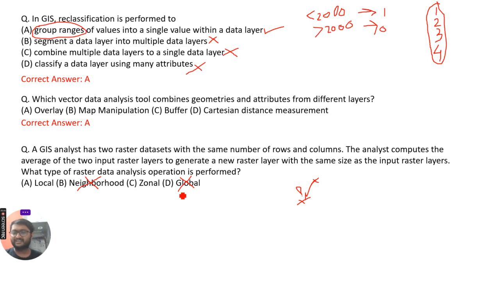Now two options are remaining, local and zonal. Do you want to guess? 50-50 is over. So what do you think should be the correct answer here? I'm scared I might get it wrong again, and getting it wrong in 50-50 is very embarrassing, so I don't want to guess. Anyone else want to try?